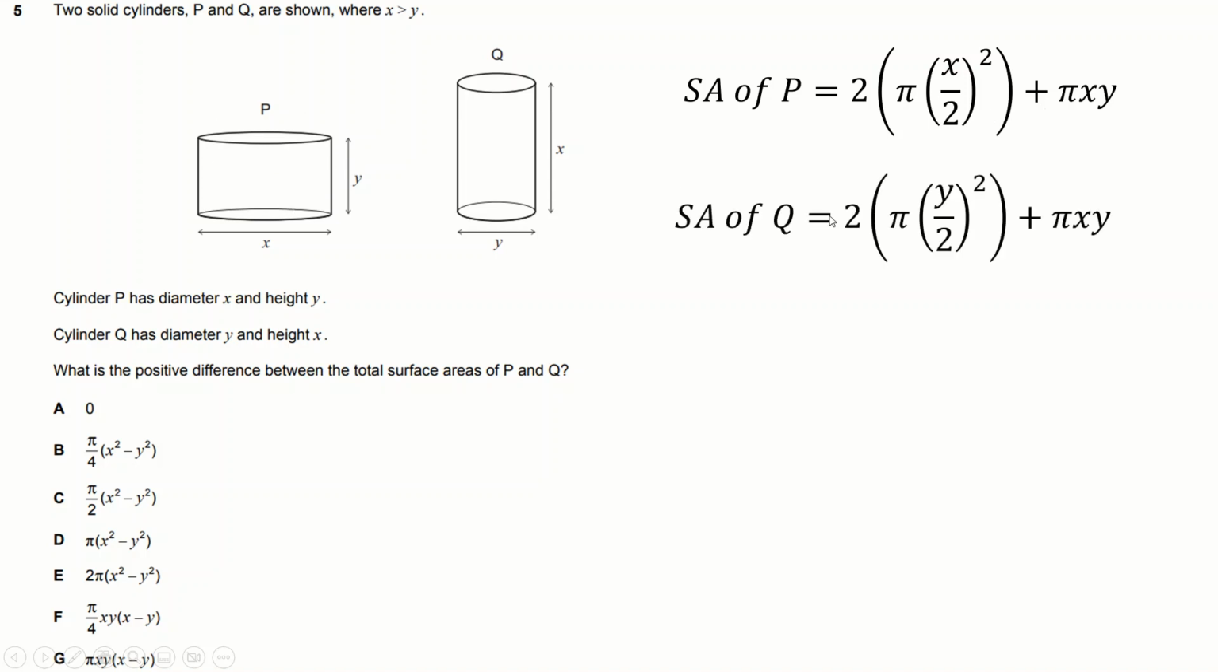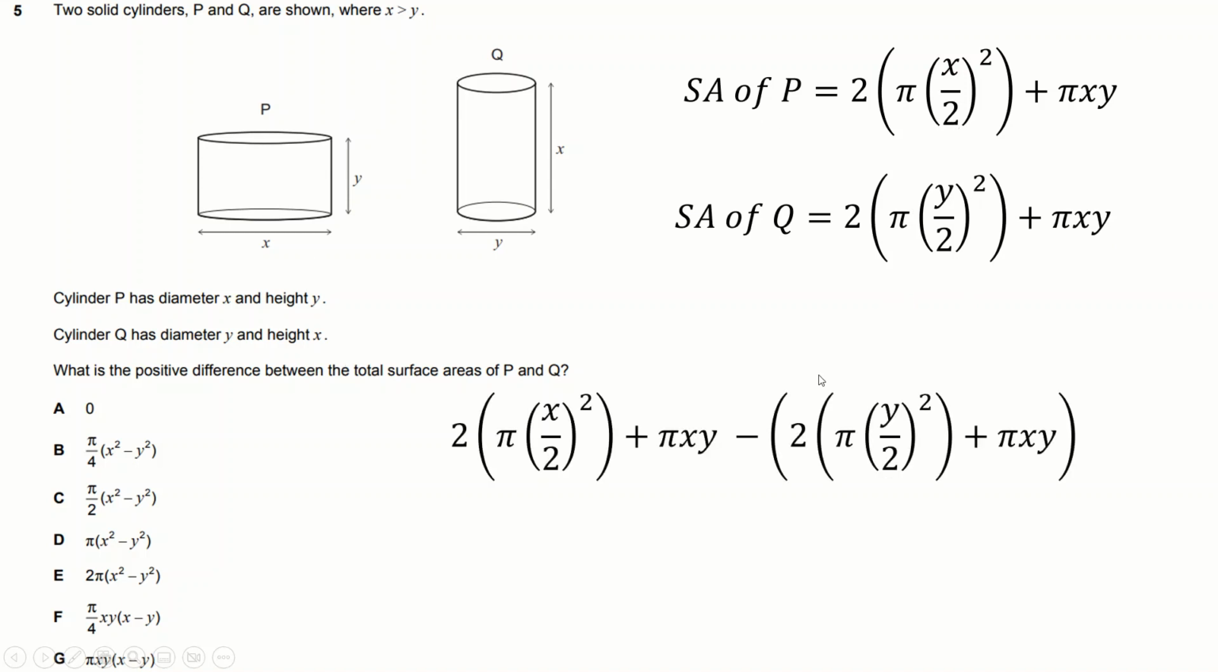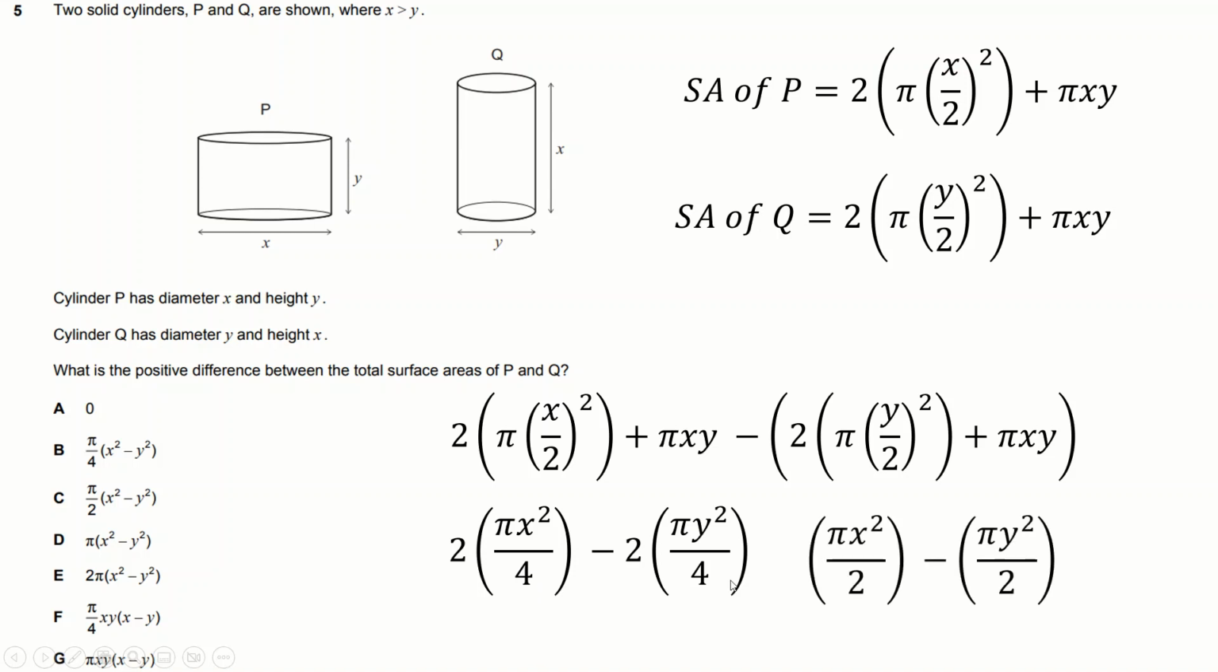Same thing for q, but you swap the x's and y's. Now, apparently x is bigger than y, so if we do this one take away this one, we'll get a positive difference. But of course, you notice now that pi xy minus pi xy cancels. So we're just left with this. I've also done x over 2 squared, which is this, and likewise here. This 2 cancels with this 4, which is going to divide by 2, likewise here. You can factorize out pi over 2 and just leave x squared minus y squared on top, which is that one there.